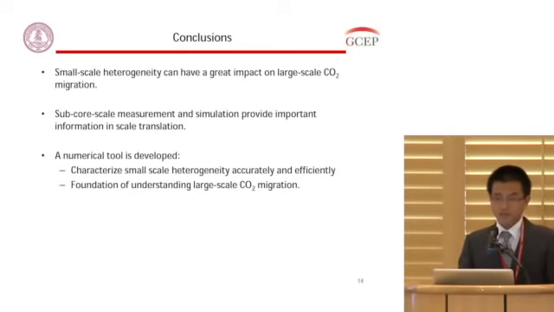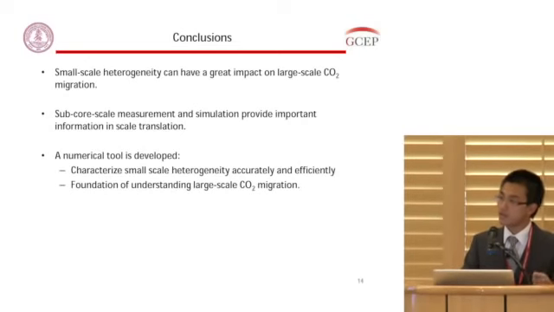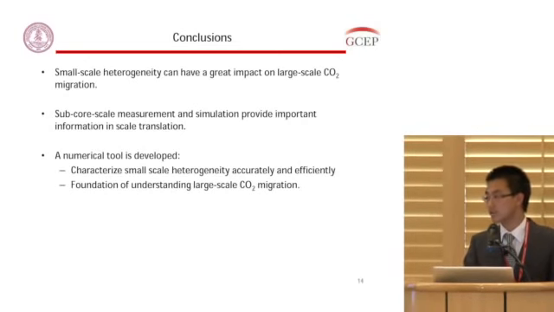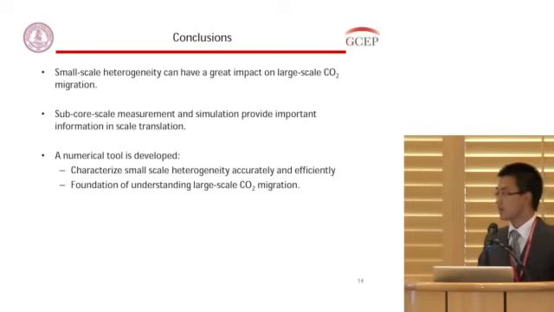So, conclusions. The small-scale heterogeneity can be very important in large-scale CO2 migration. By performing core-scale and sub-core-scale measurement and simulation, we are able to gather very valuable information about core-scale physics, and that can be used in translating into a larger-scale simulation. Now, we have this efficient and robust numerical tool that allows us to characterize small-scale heterogeneity, and also serves as a foundation of our understanding of how to translate this small-scale information into large-scale simulation. We are working on that right now, and it's going to be in our future research direction.